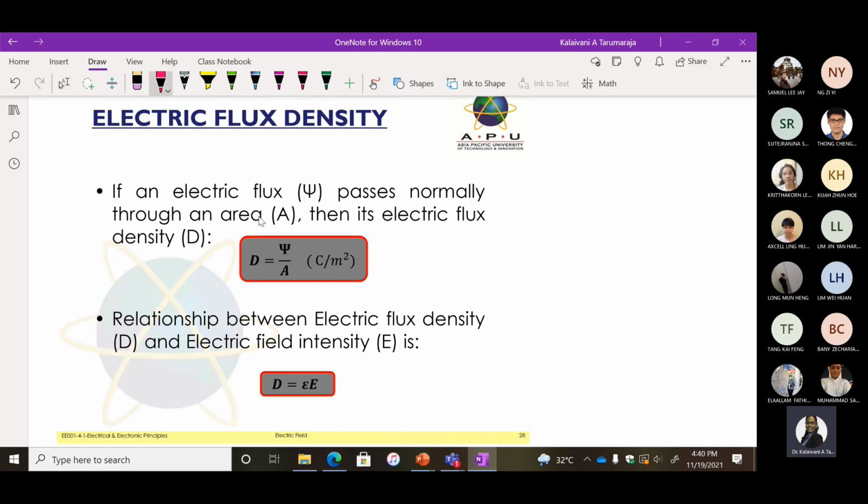Let's have a look at this one. They define it based on the flux density, then using the electric flux, divided by the area. Take note. The next one shows flux density equal to permittivity times the electric field, also called intensity or strength, the same thing. So jot down this equation.